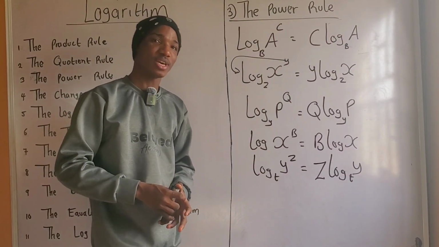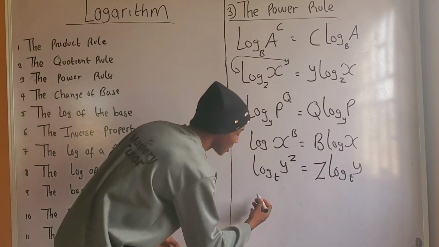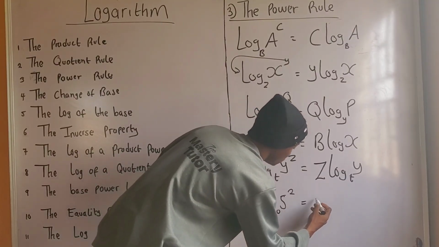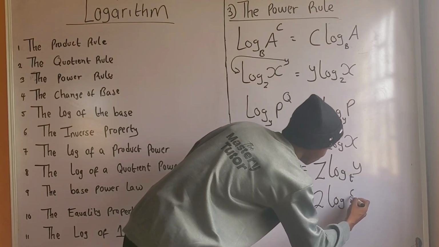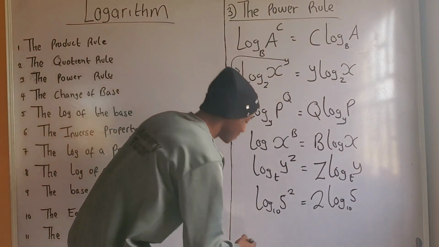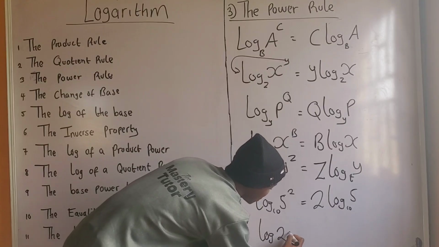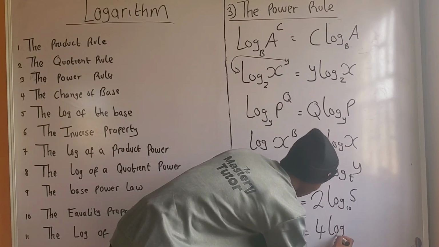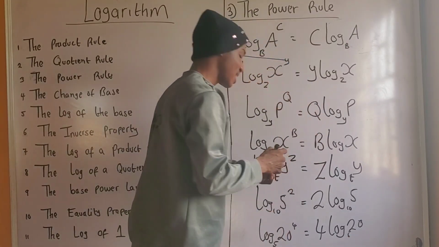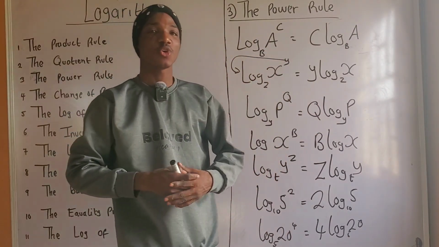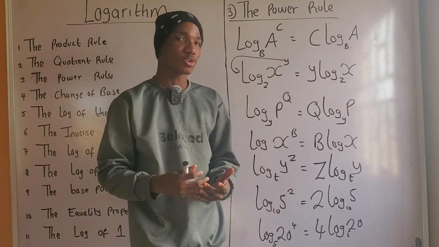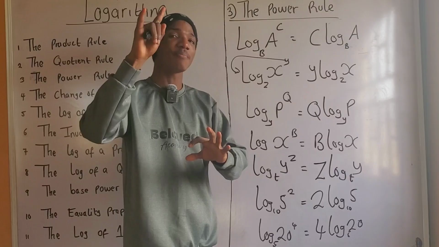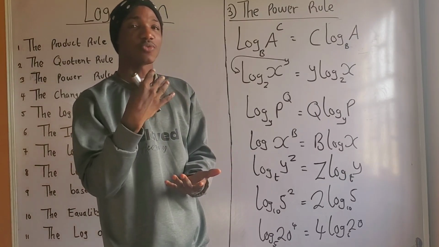Do you understand? Okay, so let's look at some examples. Let's say you have log 5 raised to the power of 2 base 10. The result will be 2 multiplied by log 5 base 10. Do you get it? Okay. Log 20 raised to the power of 4 base 5. The result will be 4 multiplied by log 20 base 5. So anytime you have the log of a power, the result will be the product of that power and the log. Don't forget, okay? Anytime you have your log raised to a power, the result will be the product of that power and the log.